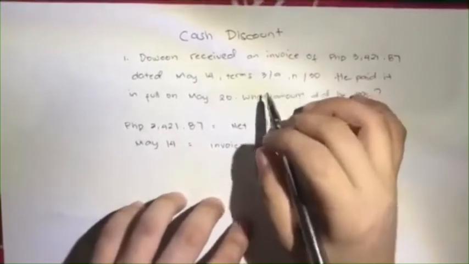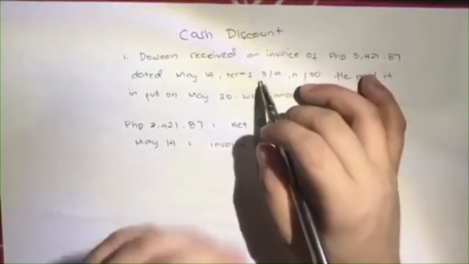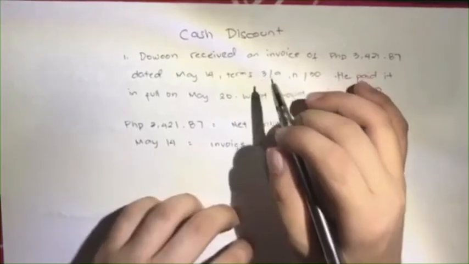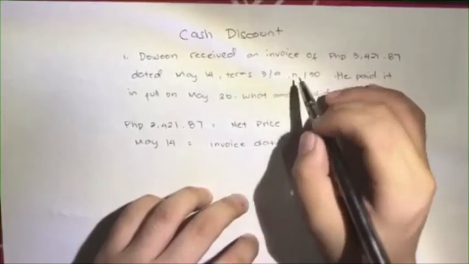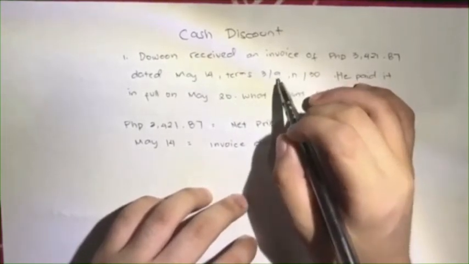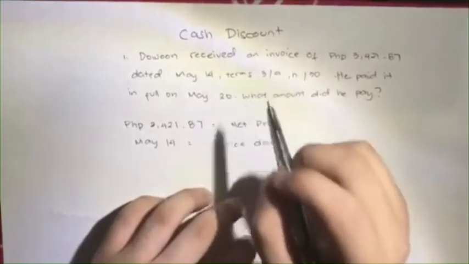And terms 3 and 9, and N30. So, 3 represents the percent, kung ilang percent. And 9 and 30, this is the days. So, para malaman kung pasok, ito yung days para makuha niya. Kung pasok ba sa days, para makuha niya yung percent na 3%.